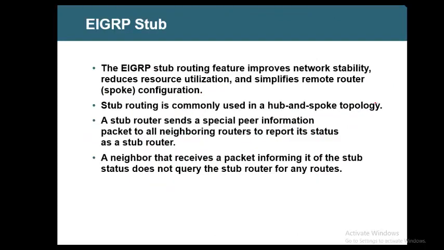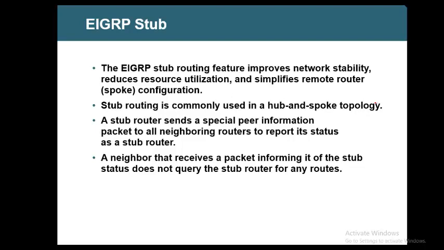The third point says the stub router sends a special peer information packet to all neighbor routers to report it's a stub router. Meaning, it's a special packet which goes and tells the hub router that I'm responsible only for these many networks. If you need anything related to this, I'm okay to respond to you. Otherwise, don't come to me.